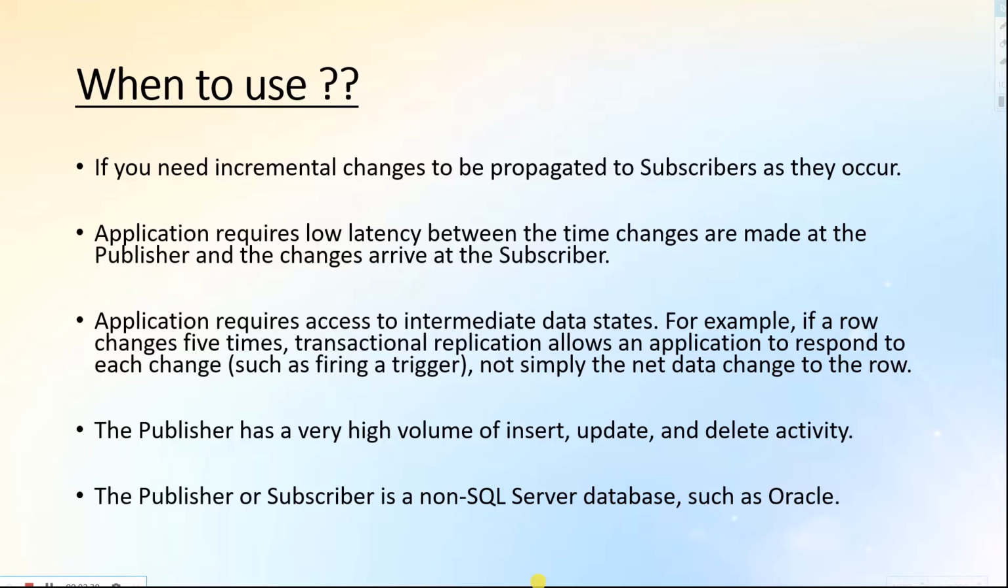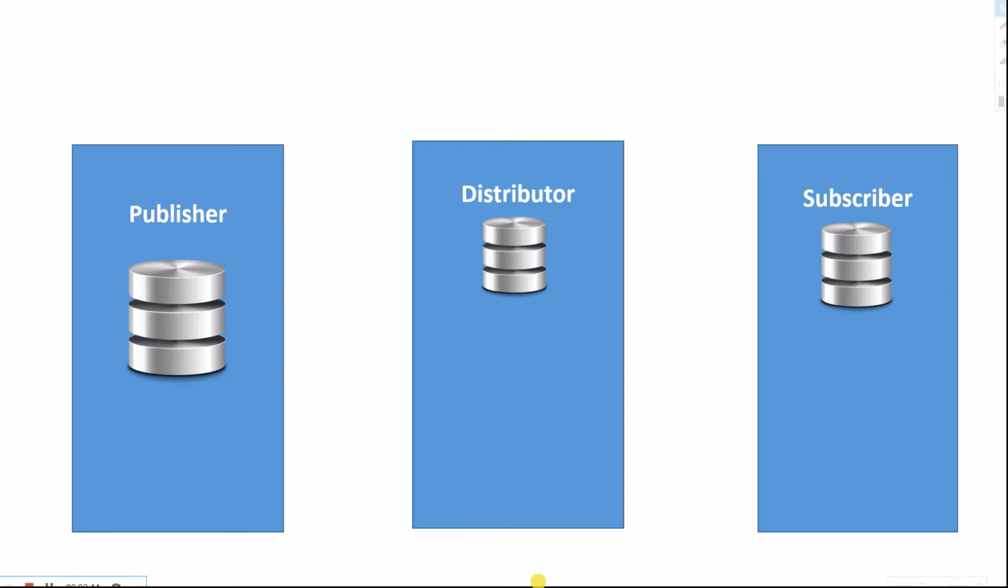I'll explain using a simple diagram. Let us say I have 3 servers which are acting as publisher, distributor and subscriber. I'll have a snapshot agent at the distributor and the log reader agent will be there at the distributor only. What the log reader agent will do is collect the transactions or the modified changes from the publisher and then write them into the distribution database.